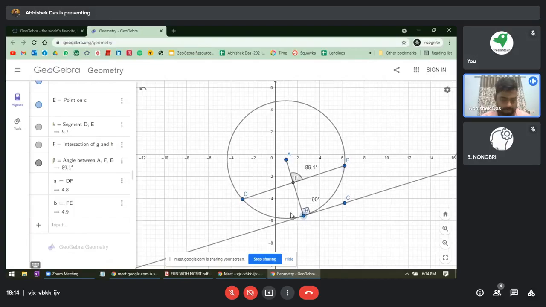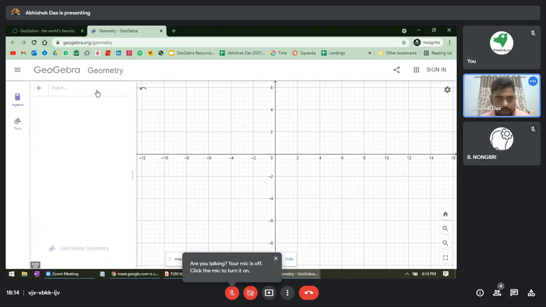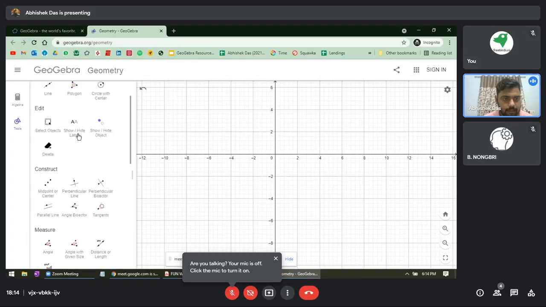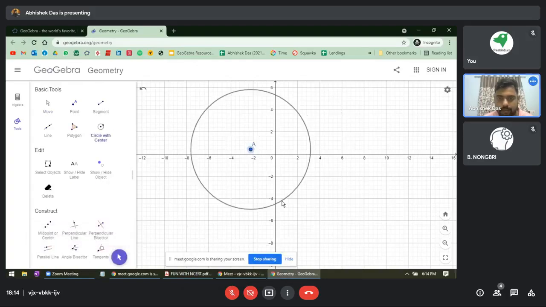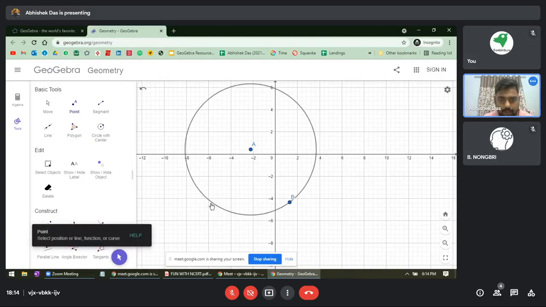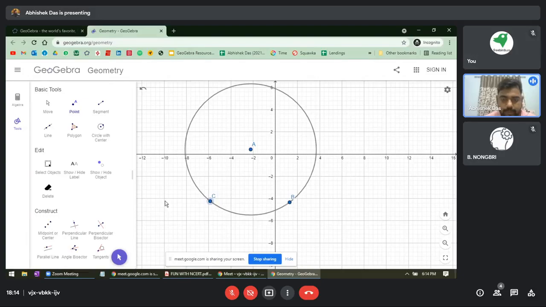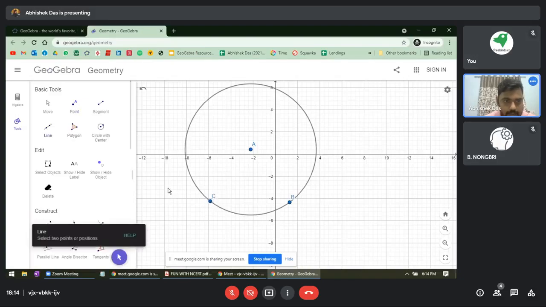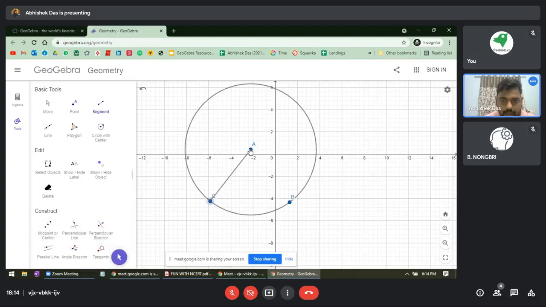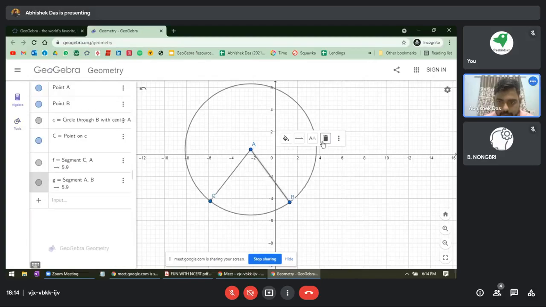Now let's look at some more theorems related to circles. Let me draw one more circle. And let's take this point AB, CB. Now let's say I need to find out this length of CB. Okay. Now let me join this segment CA and AB, and let's see what is the distance of AB. So we have got the radius of this circle to be 5.9.